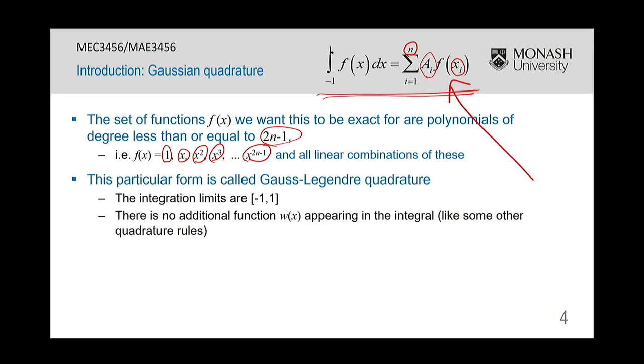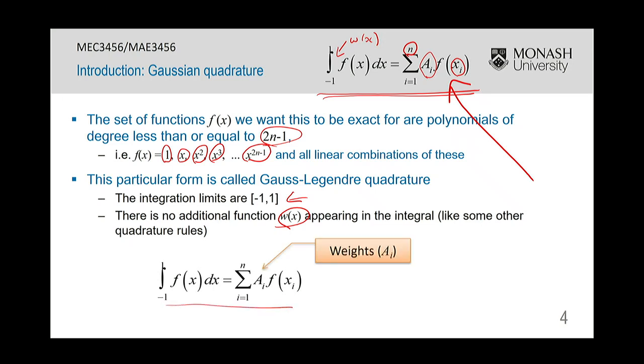This particular form of quadrature is called Gauss-Legendre quadrature. First of all, the integration limits are -1 to 1, and there is no additional function that appears inside the integral. For other things that we'll look at in a little bit, often there'll be some other function w of x inside here. For Gauss-Legendre quadrature, that is not the case. So this is the expression that we want to be true, and as I've already mentioned, those are the weights and those are the evaluation points, which we call the quadrature points.